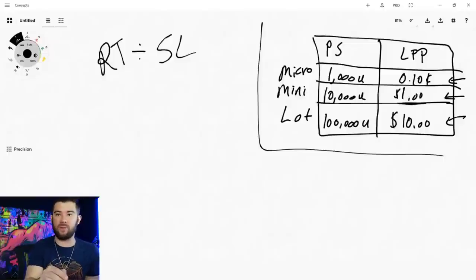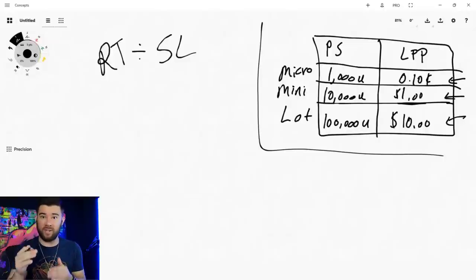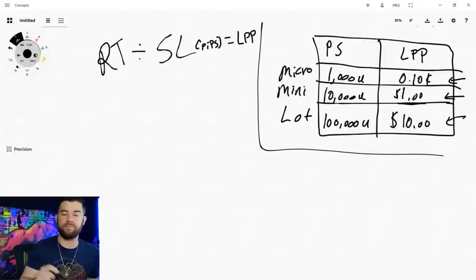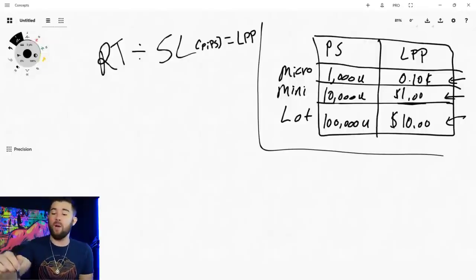So our formula is going to go like this. Our risk tolerance, whatever that number is you're willing to lose, divided by our stop loss in pips, is going to equal our losses per pip. The amount of money we can stand to lose per pip, which we're going to use this table to figure out our position size after we get this number.